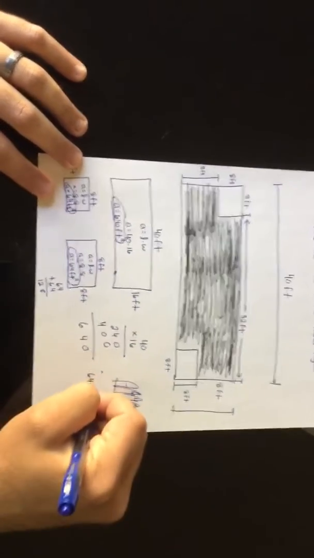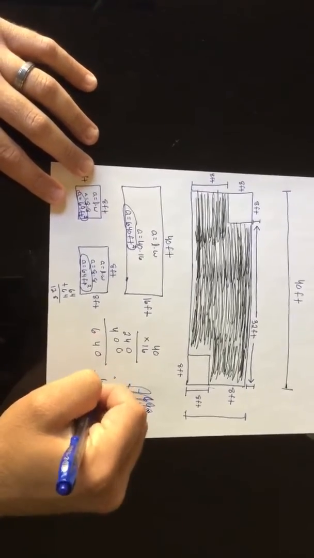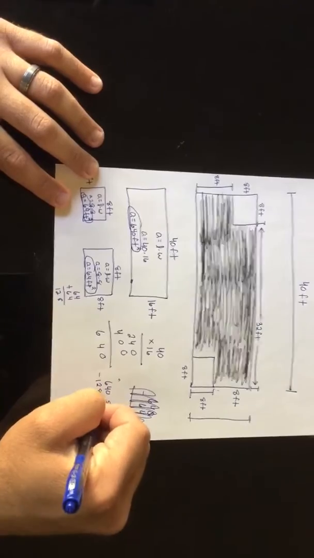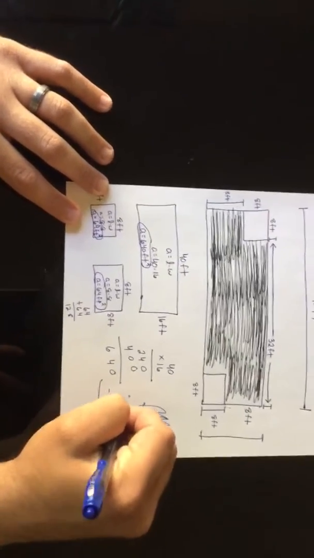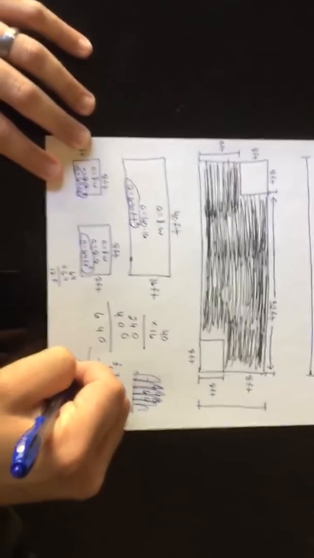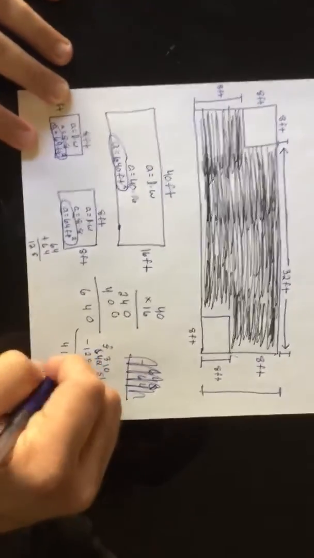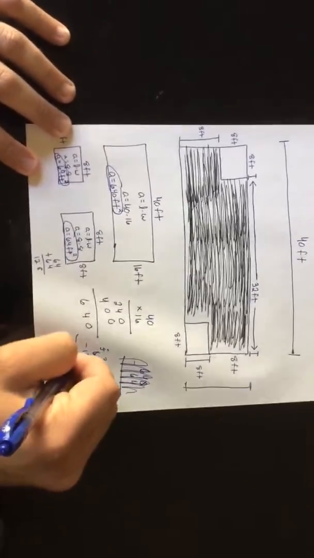So the 640 is the shaded, minus the 128, which is the unshaded. And you should get 512 feet squared. That's how much total area is shaded.